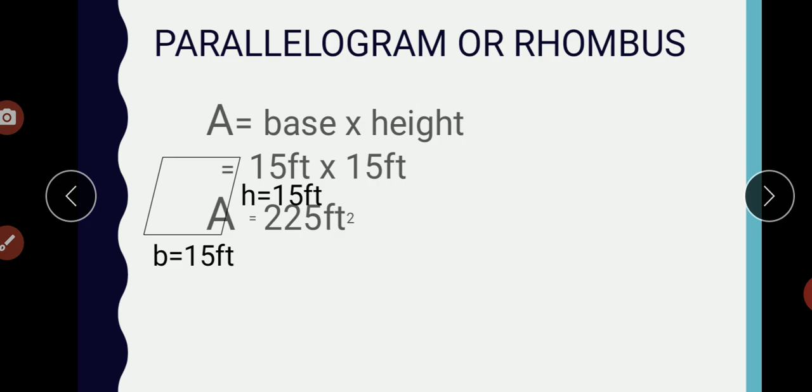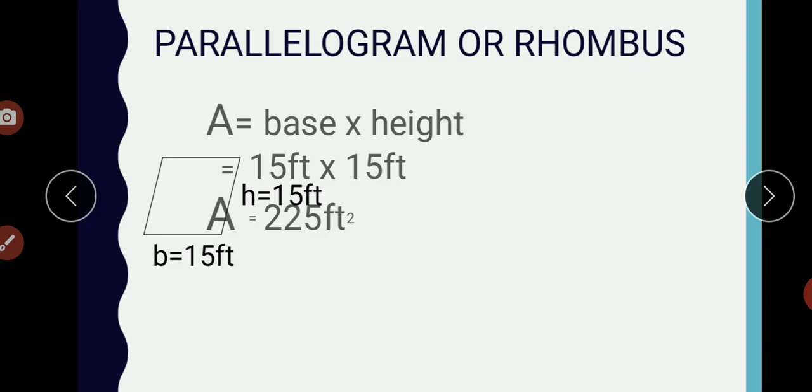Next is the parallelogram or rhombus. Based on the formula, if the shape of the land is a rhombus or parallelogram, just multiply the base times height. So for example, our base is 15 feet and our height is 15 feet. Then just multiply 15 times 15 feet. So it will give us 225 feet squared.